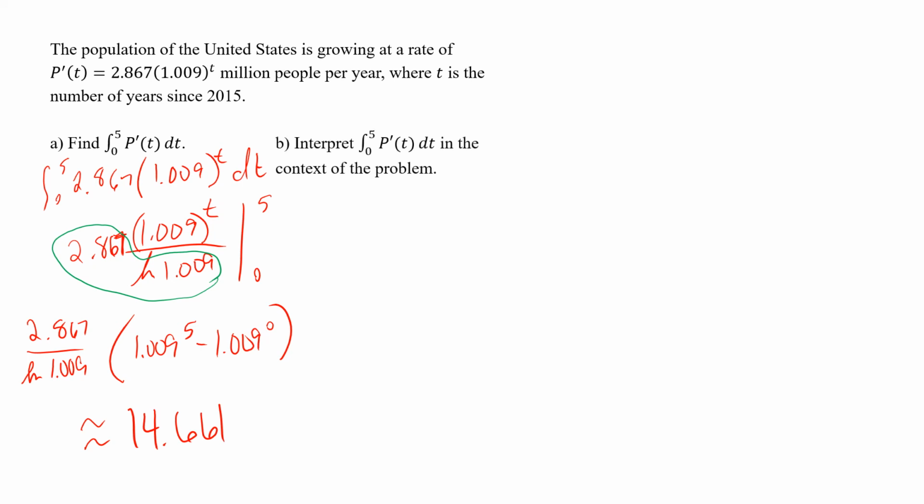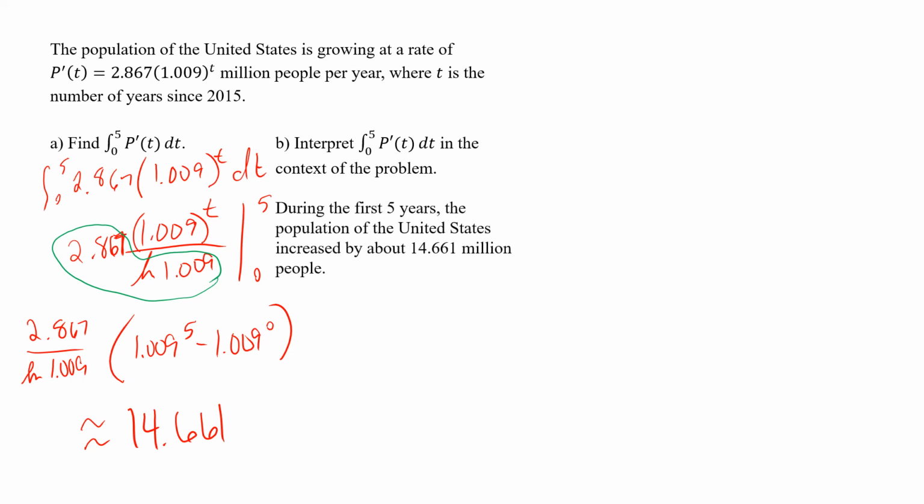Second part of the question, interpret it in the context of the problem. That would be the growth of the population over those 5 years, from 2015 to 2020, because that's 5 years. That is the growth. It does not tell you the full population, but it tells you that it grew by that much. That's the issue with the whole plus C disappearing. We don't have that actual value. We just have what's that change in that value.